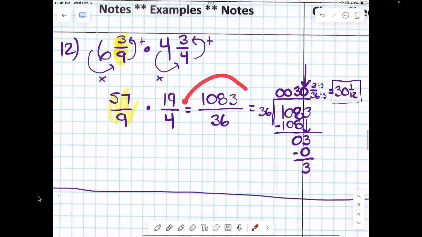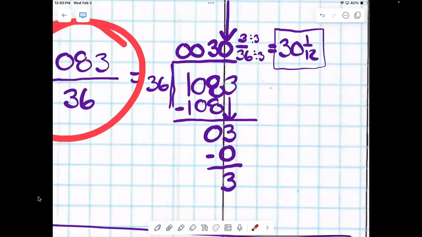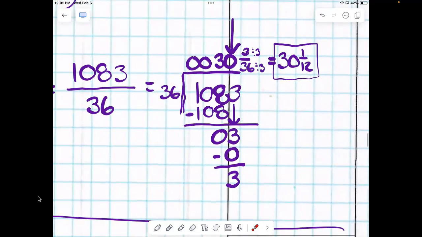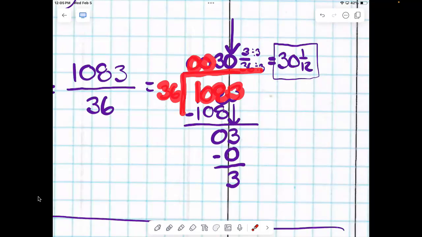This was a pretty big problem. We got 1,083 over 36. I just want you to follow along with me on this. You ready? So we had to convert it back into a mixed number. So we had 1,083 divided by 36, yeah? 36 doesn't go into 1 and 36 doesn't go into 10, yes? It goes into 108 3 times.